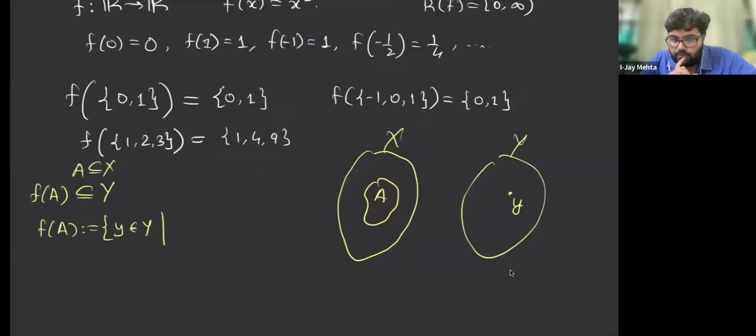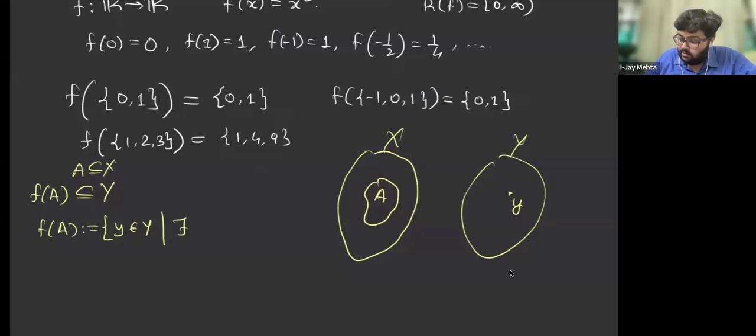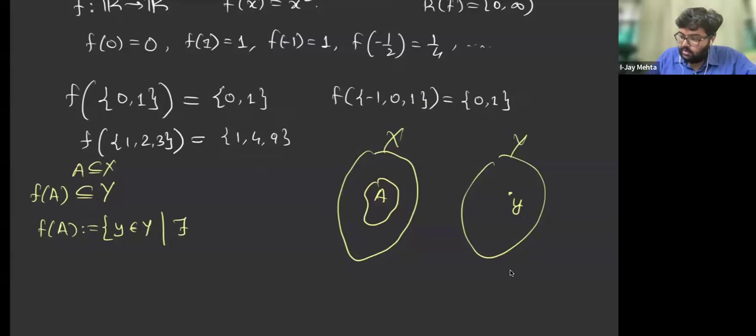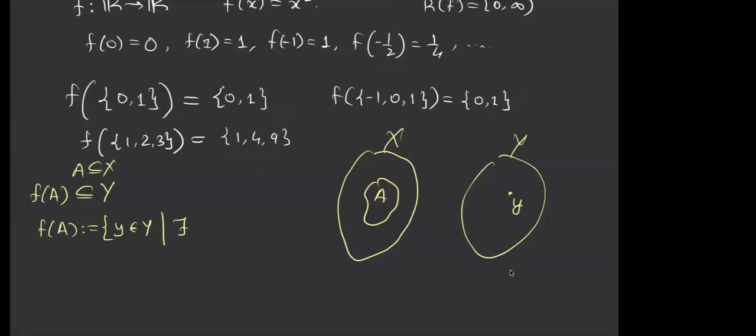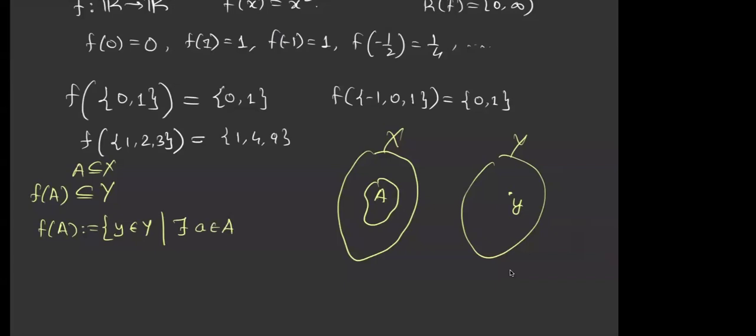Continue. Who was giving the answer? I think Ayush, right? Yes. Yeah, Ayush, continue. There exists x in A such that. Let me write x in A if you don't mind. Yes, because A is there. Fine, good. So that f of A is equal to y.